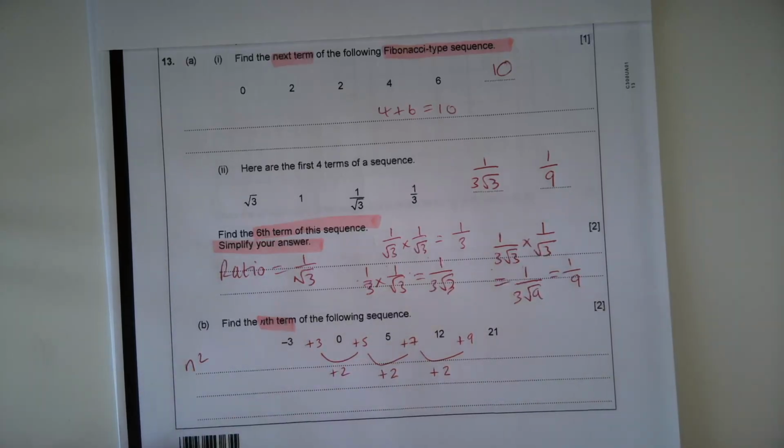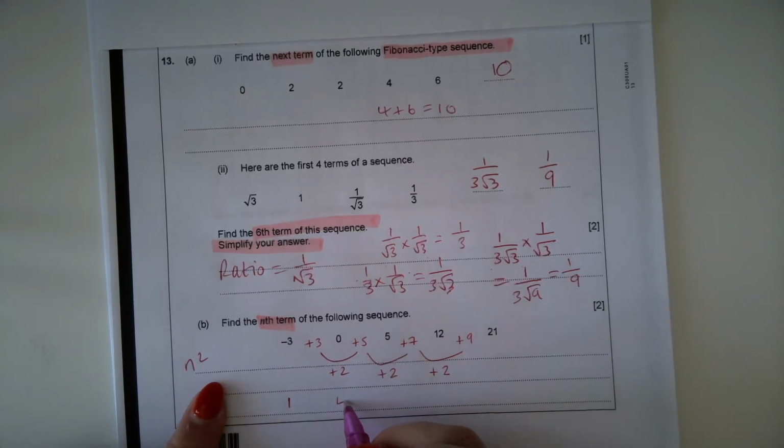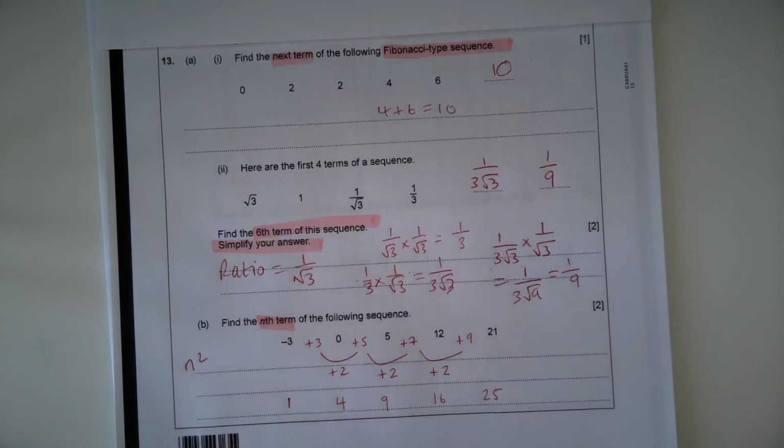So we're starting with n squared. So what we need to do now is compare this sequence with the sequence of squared numbers. So 1 squared would be 1, 2 squared would be 4, 3 squared would be 9, 4 squared would be 16, 5 squared would be 25. So first term, second term, third term, fourth term, fifth term. Now I'm going to see what's happened to get from the square numbers sequence to the original sequence. So what do I need to do to make this into this?